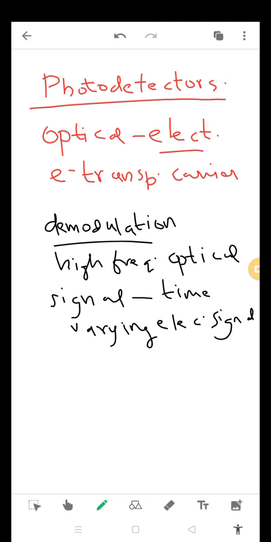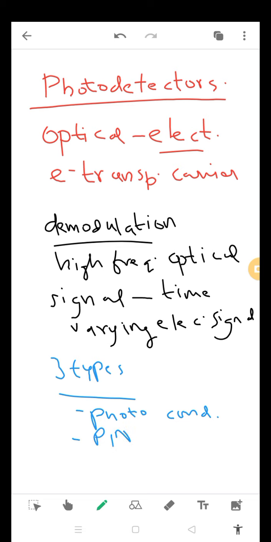Now there are basically three main types of photodetectors, based upon photonic to electrical conversion. The first one is called photoconductor. Second one is called PIN diodes, where an intrinsic layer has been inserted between P and N type materials, and lastly we have an avalanche diode.